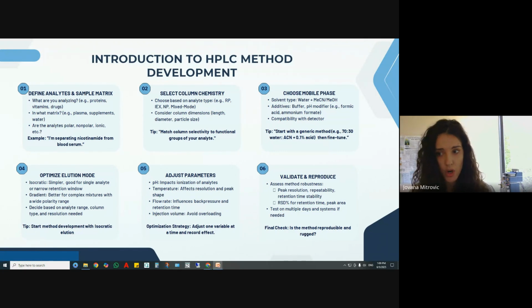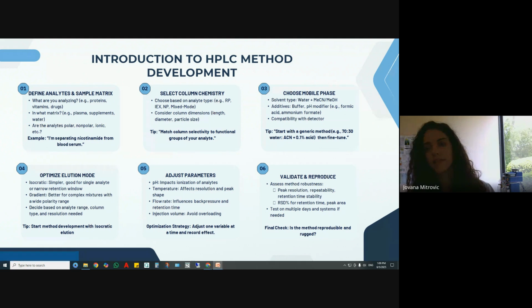In step 5, we fine-tune parameters like pH, ionic strength, flow rate, and injection volume to get the best separation and peak shape. And finally, for step 6, we validate and test reproducibility to make sure our method is robust and reliable. So we'll explore each of these steps in detail today, so you'll feel confident applying them in your own lab.